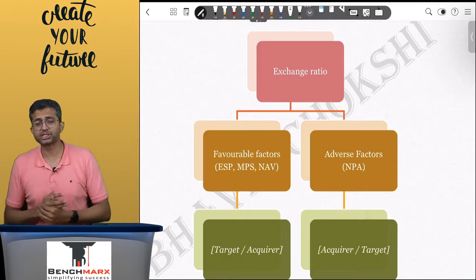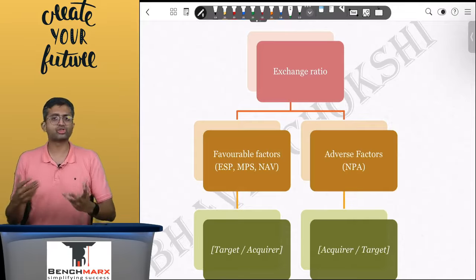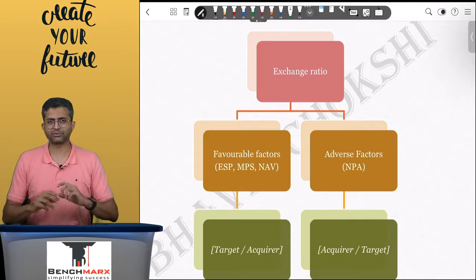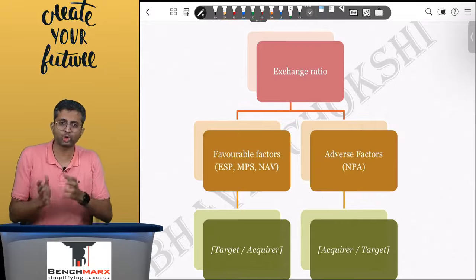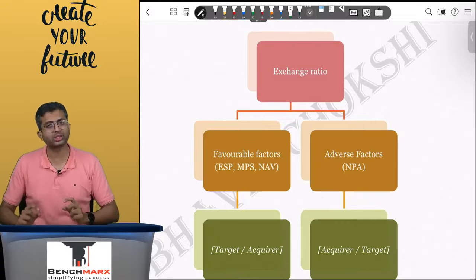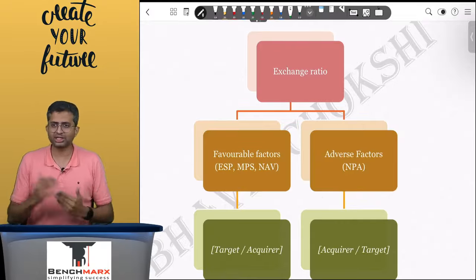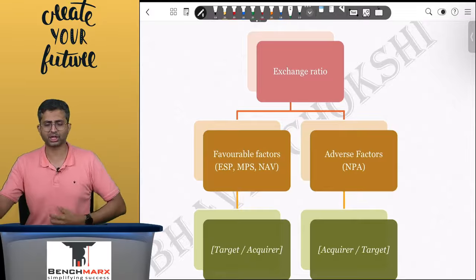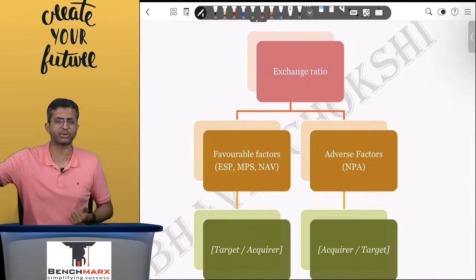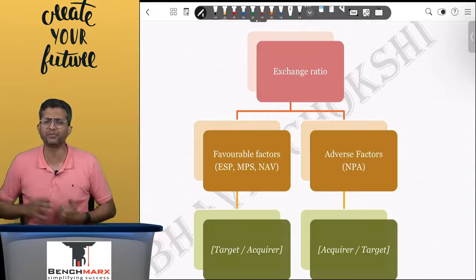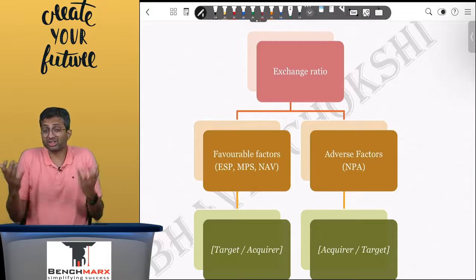However, in certain cases, the exchange ratio may also be based on an adverse factor, like for example NPA, non-performing asset. So when you're looking at an NPA or a non-performing asset, the lower the better. And hence, if there's a bank, let's say the target, which has an NPA of 20% and the acquirer has an NPA of only 5%, then the acquirer's shares are more valuable.